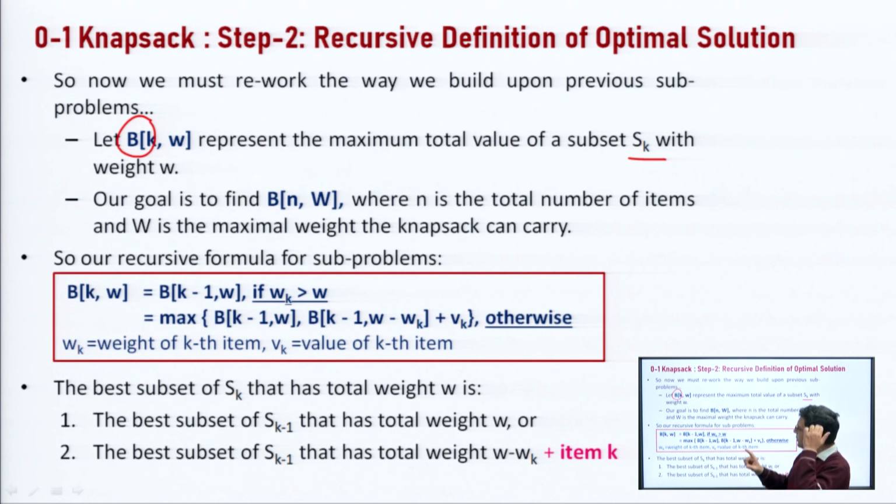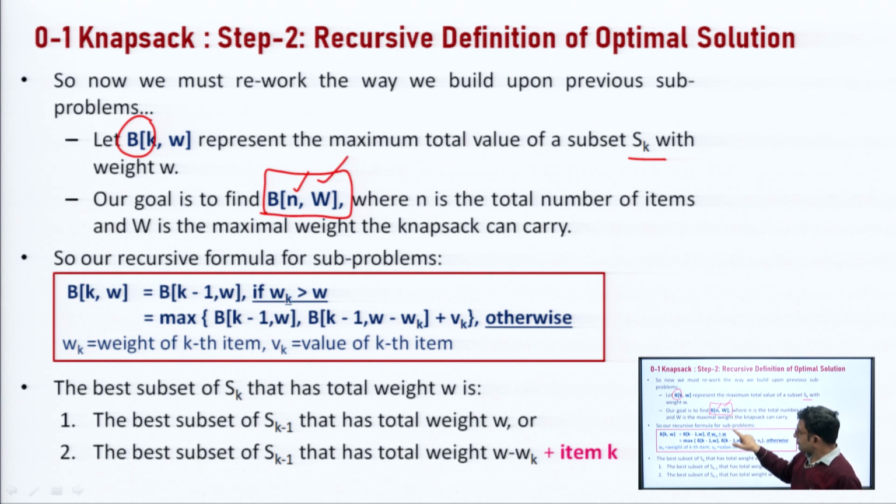Now, what is our objective? Our objective is to find B[n, W], where n is the total number of items and capital W is the knapsack capacity. So, n is the total number of items and W is the maximal weight the knapsack can carry. So, we need to find this value.